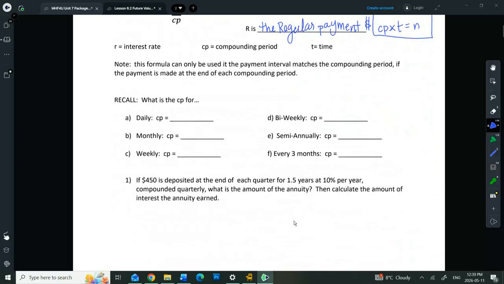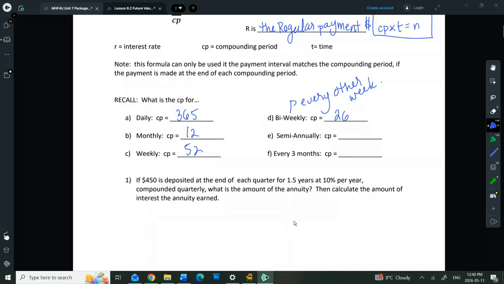All right, so just remembering the number of compounding times, what your CP value will be if you see things like daily, monthly, weekly, and all of those kinds of things. So daily is 365, monthly is 12 times a year, weekly would be 52. Bi-weekly is every other week, so that's 26 times a year. And I'm just going to make a note that's every other week.